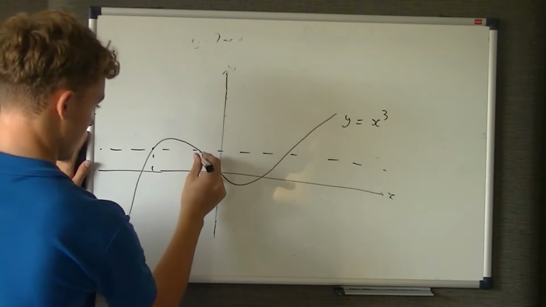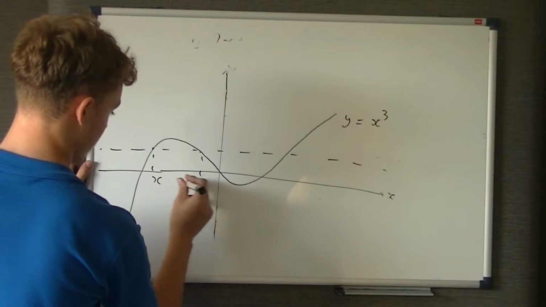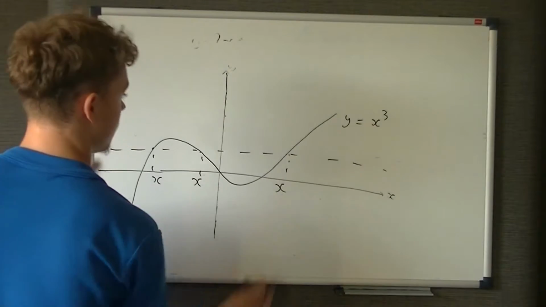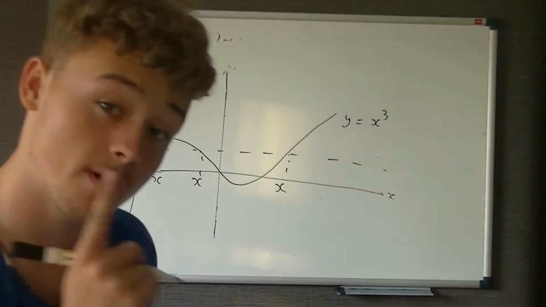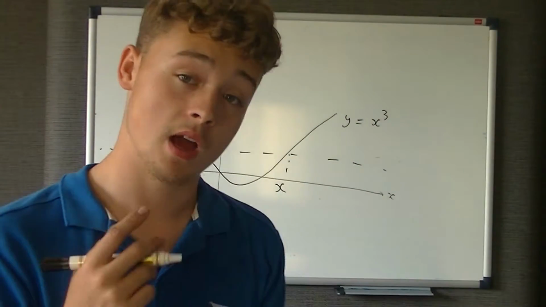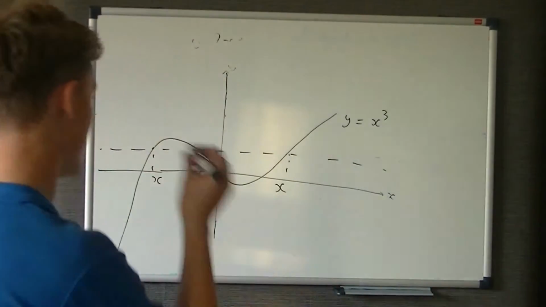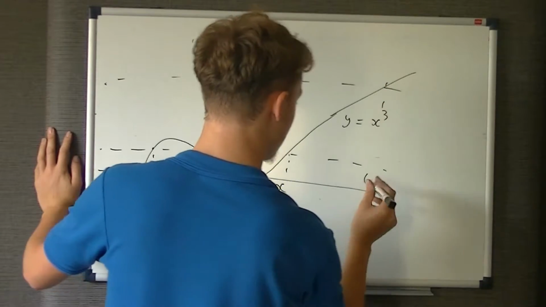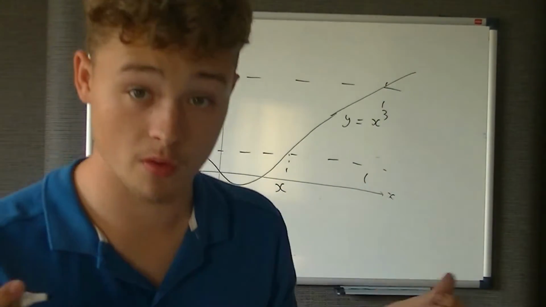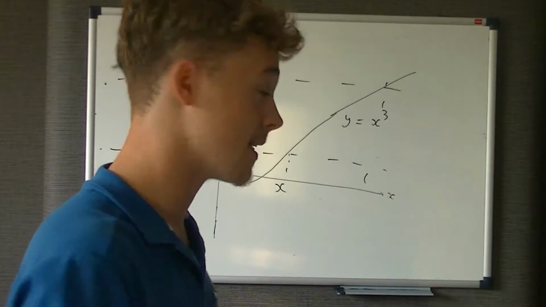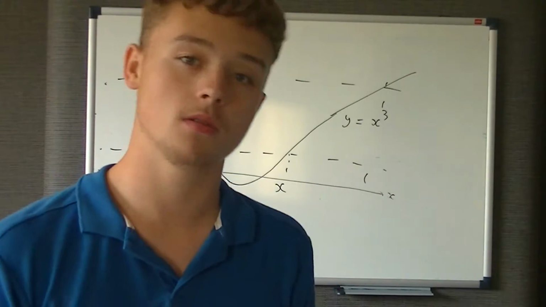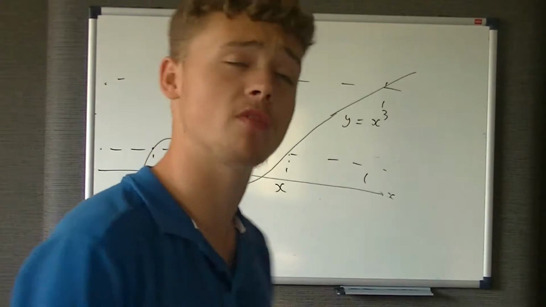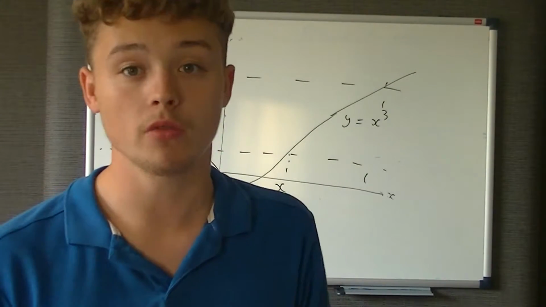We've got 1, 2, 3 x values. For one value of y here we've got 3 x values, but if we go a bit higher up, assuming this keeps going, we've only got 1. So at this point there's 3. It's a one-to-many function. But at the higher points we've got a one-to-one function.